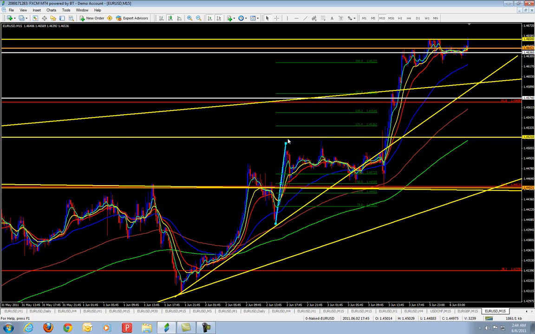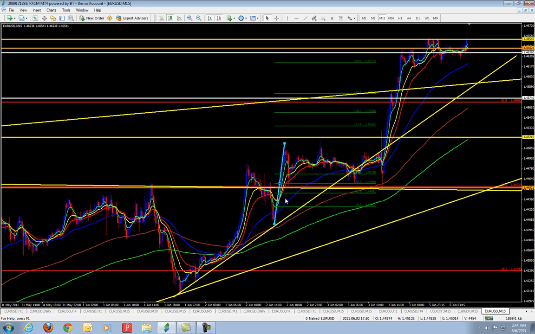If you entered a trade like this, you probably would have set your stop loss right about here, just under the 78.6 and under the blue 55 EMA, because this area would have served as dynamic support. So you wouldn't want your stop loss here. You'd want it right here. There's logical places to put stop losses.